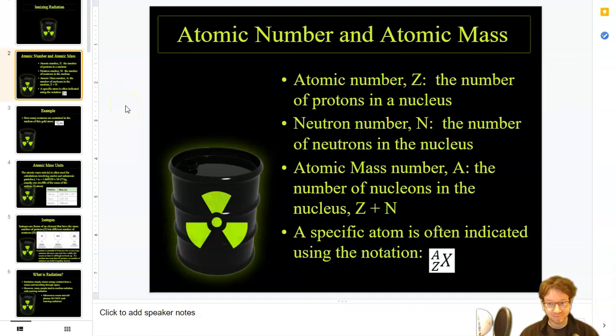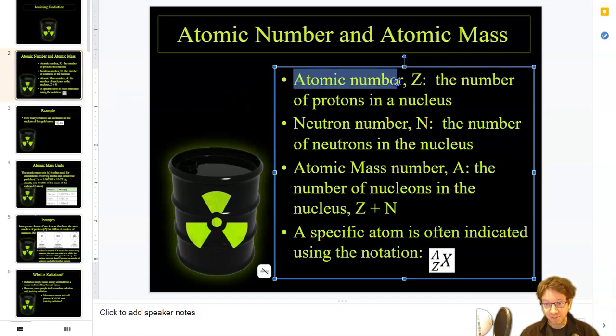So you have an atom. The atom has protons, neutrons, and electrons. We have an atomic number, and that atomic number tells you the number of protons in the nucleus, and I'm going to write that as a capital Z. Then we have the neutron number, which I'll write as a capital N, and just like it sounds, it's the number of neutrons in the nucleus. And finally, the atomic mass, which I'm going to write as A. It is the number of protons and neutrons in the nucleus.